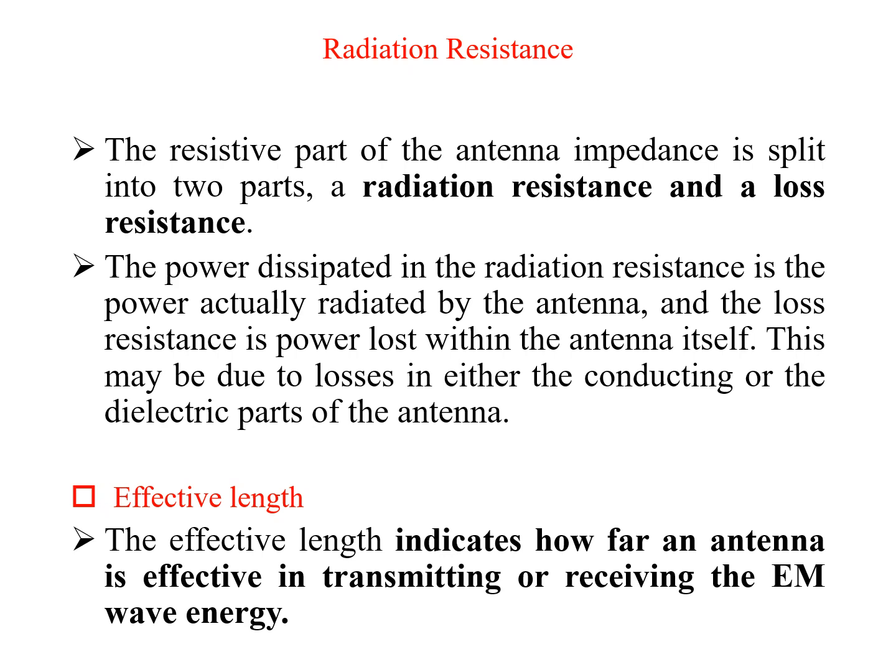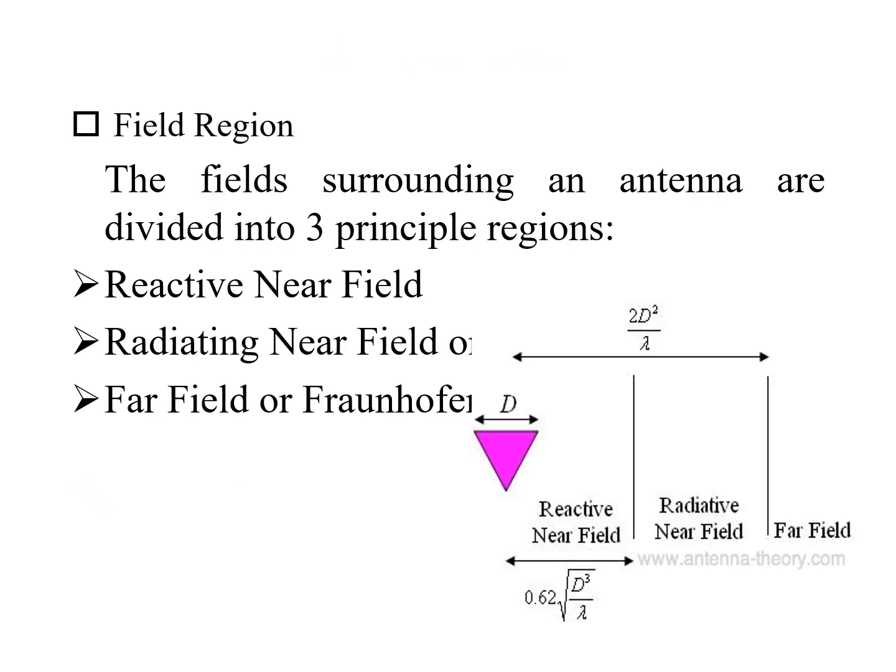Power lost within the antenna is due to the conducting wire or dielectric properties of the antenna. The loss resistance depends upon the dielectric properties of the antenna. In the same way, the effective length is different from the physical length. The effective length indicates how effective the antenna is in transmitting or receiving electromagnetic energy.